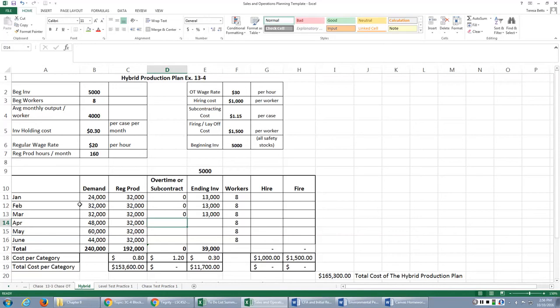And that same thing happens again in the next month. And then we start to see where we're going to sell more than what we're going to produce. And if we look up here, our beginning inventory is all safety stock. So I need to maintain at least 5,000 in inventory.